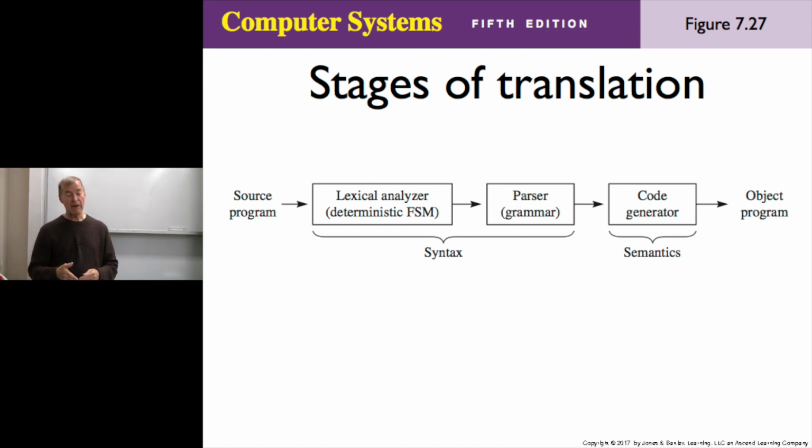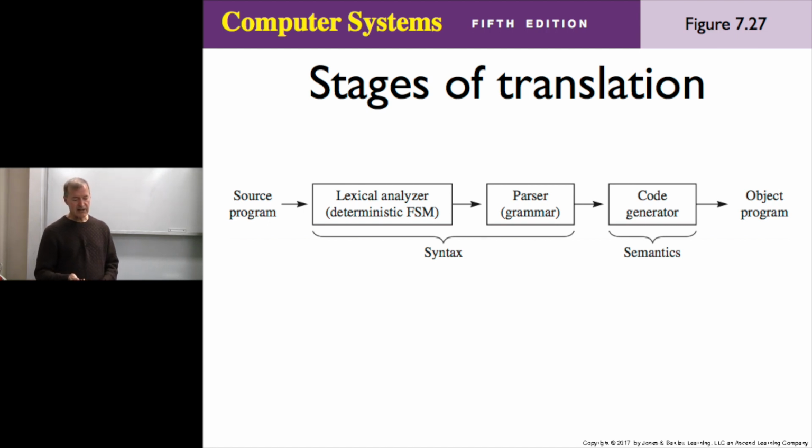By the way, I've assigned this big translator project for many years now, and I have it all worked out with milestones. So it's not going to be all due at once at the end. First we'll do the lexical analyzer, then we'll do the parser, then we'll do the code generation. So your project is going to be doing three stages that correspond to these three parts of the translation process. Okay? So let's take a look at each one of these in turn.